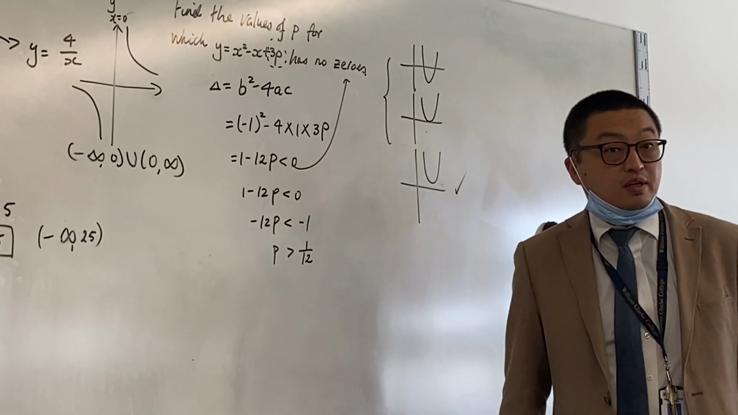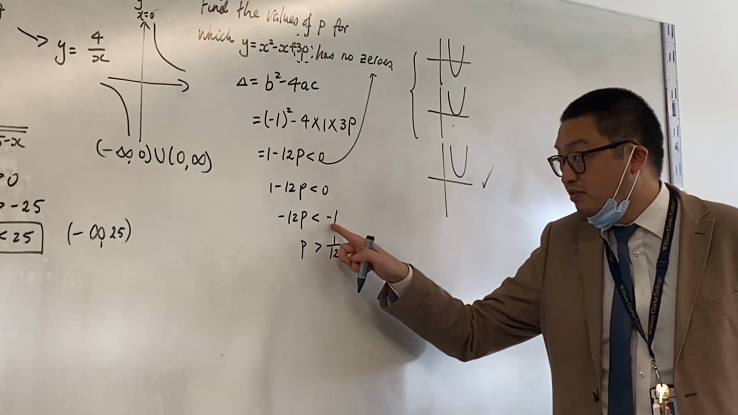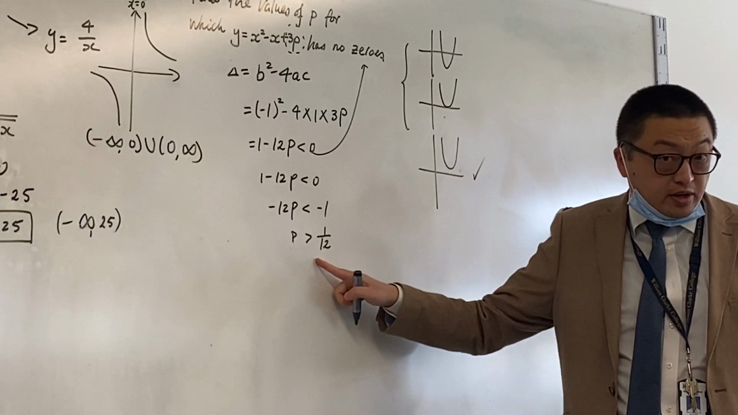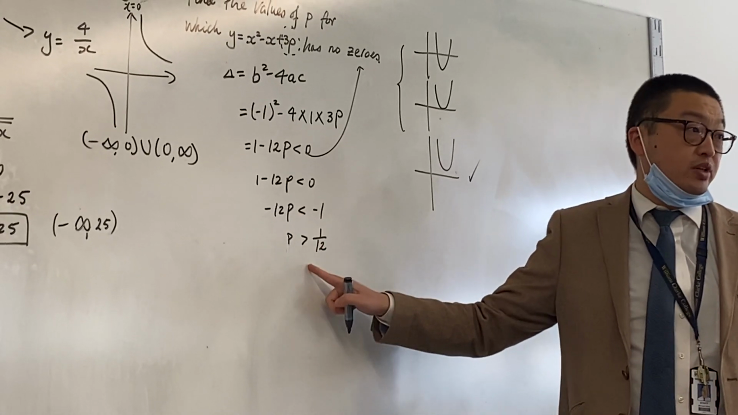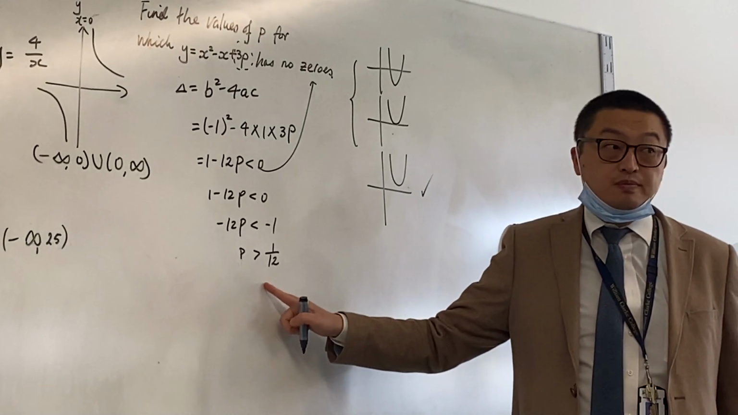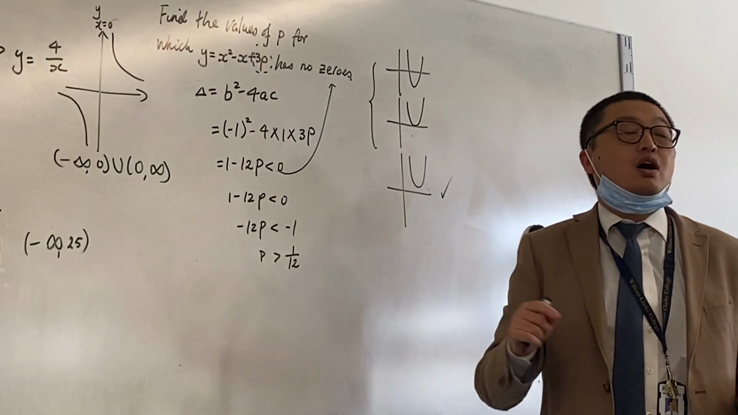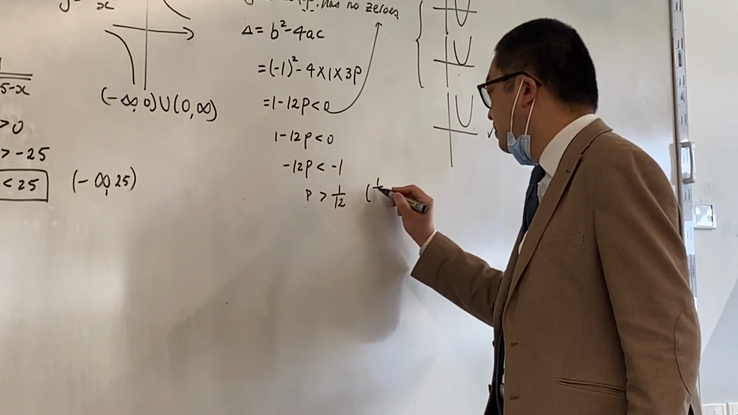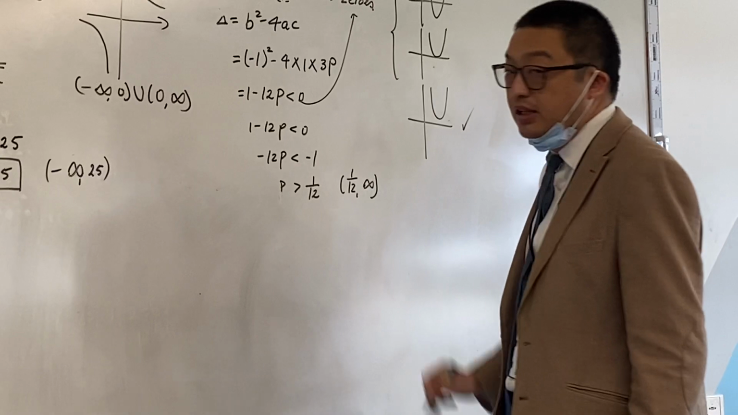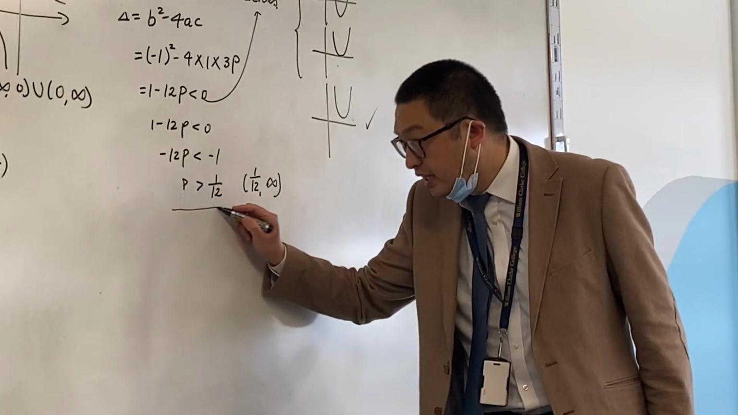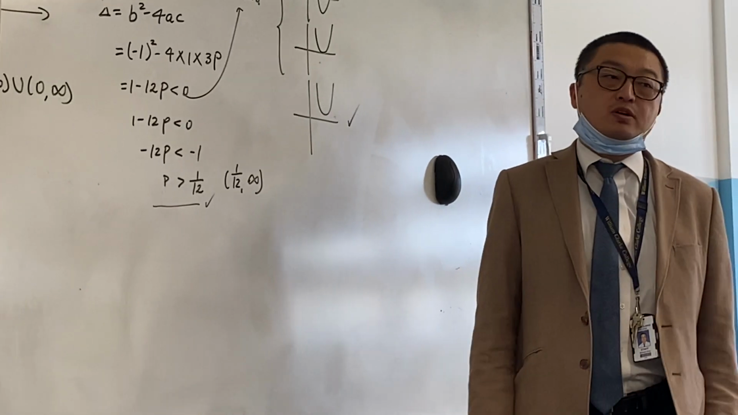Now notice again, exactly the same thing. I'm dividing by a negative number, I'm changing direction. When I say changing direction, I mean smaller than becomes greater than. That's it. That's the answer. However, if the question asks for interval notation, it's going to be that. If the question didn't specify interval notation, you can leave it like that and you will get your mark. So either way is fine.